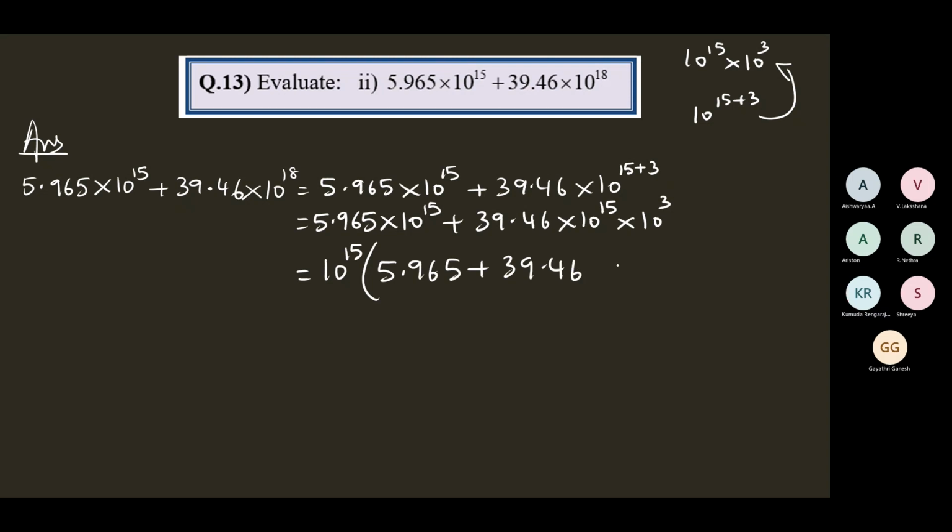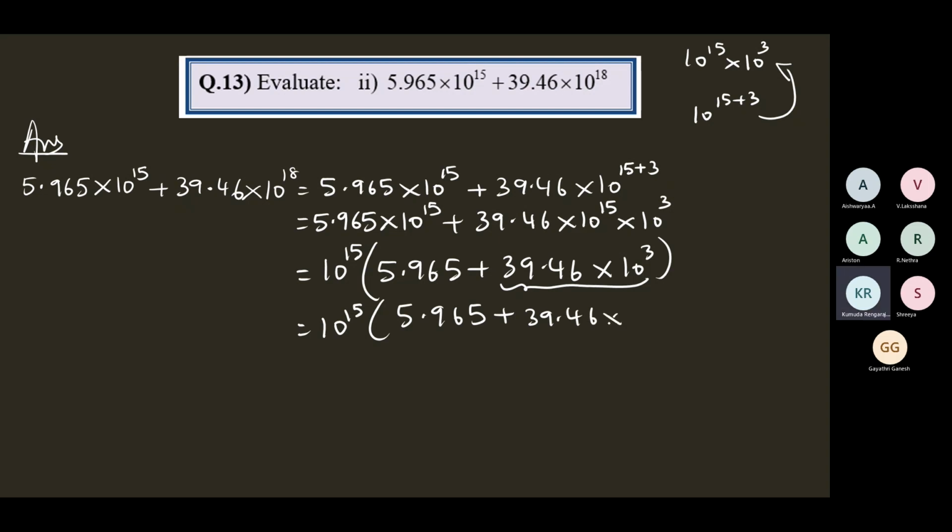Into 10 to the power 3. Then next, you have to add them all. Now this into 10 to the power 3 is for 39.46, right? Yes, ma'am. So simplify this. What is 10 to the power 3? 1,000, right? Yes, ma'am. So into 1,000. What is 39.46 into 1,000?